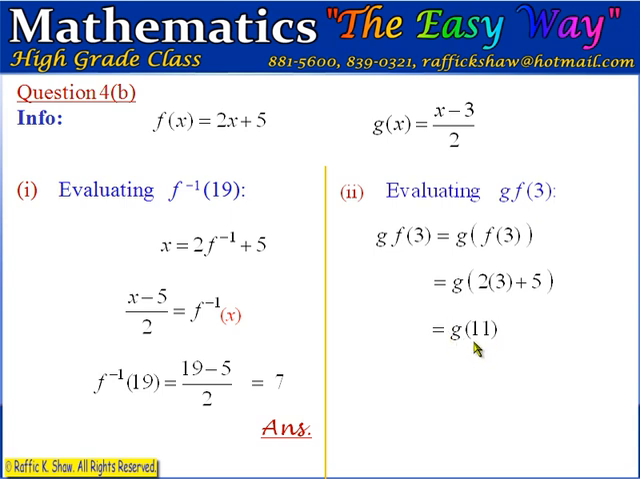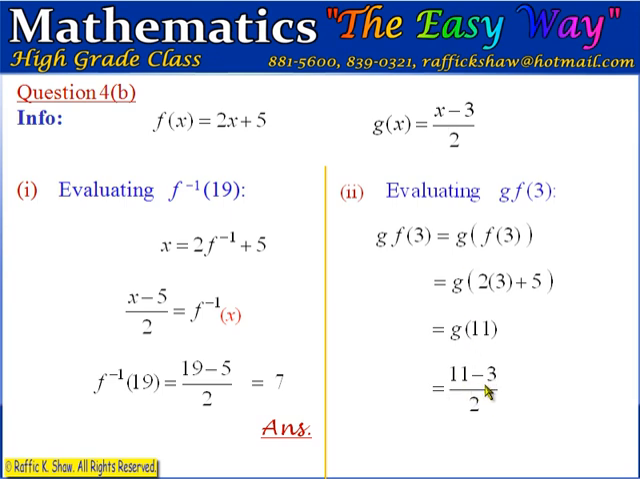And then the value for g of 11 is obtained by substituting 11 for the x value here in the g of x function. When we do that, this is the result: 11 minus 3, divided by 2. All we have done is replace the x here with 11.